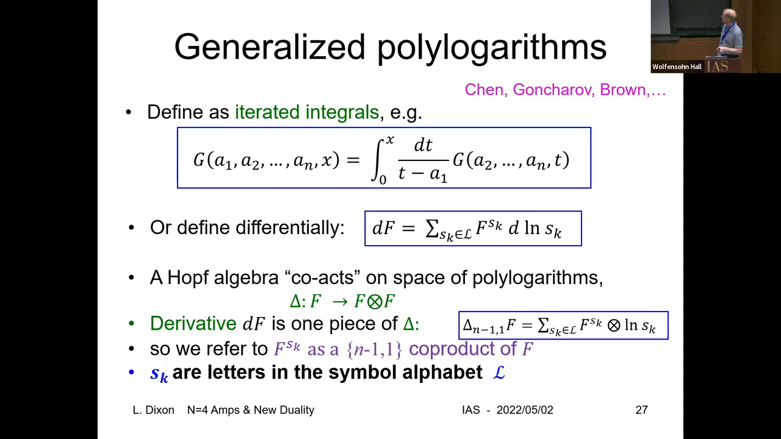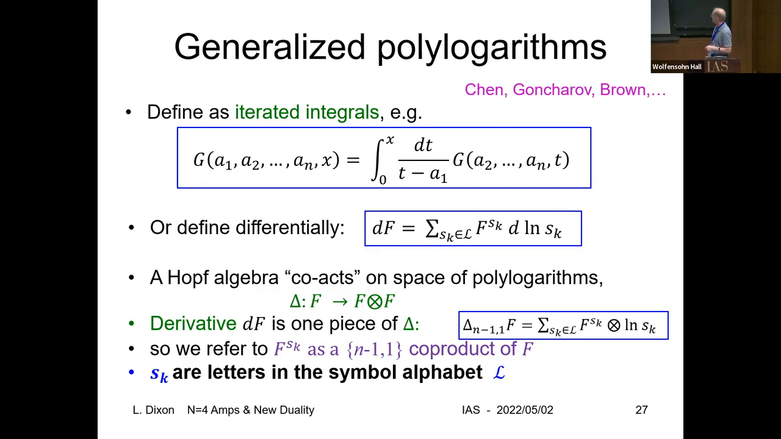But a little simpler way to define these, at least in part, is to define them differentially. So we take the derivative of f, and we find that when you have a structure like this, you typically get a sum over a finite number of d logs of some quantity s_k, which we call the letters in a symbol alphabet. And so there's a uniform function space where all the derivatives have a very standard structure, like we saw in the 2D HPL example.